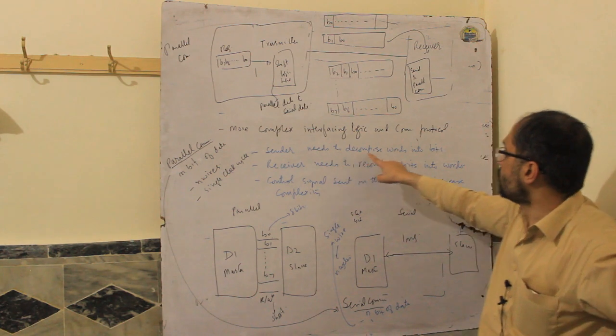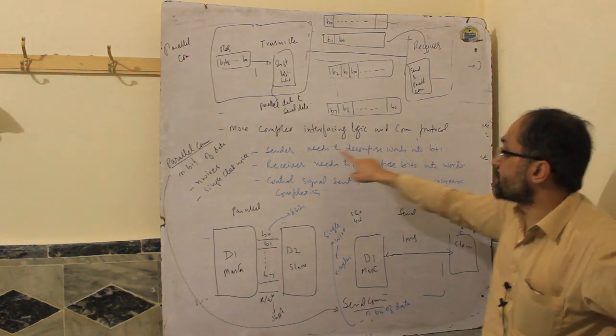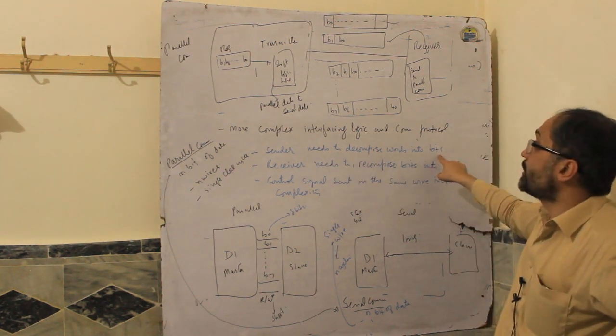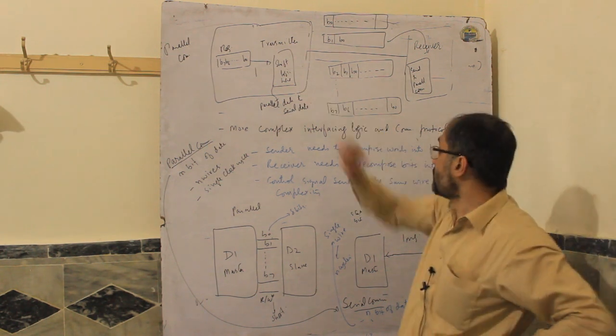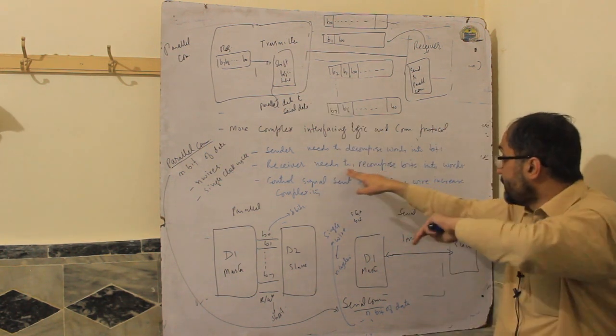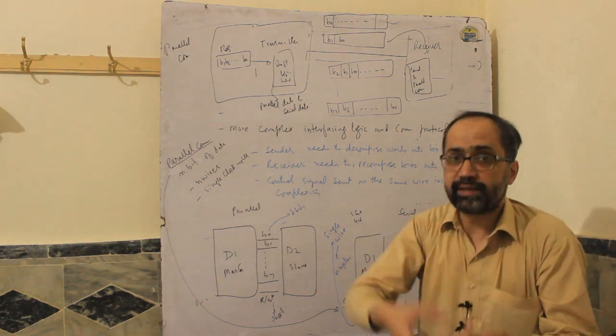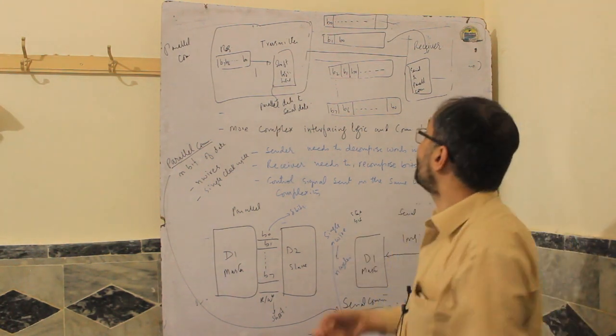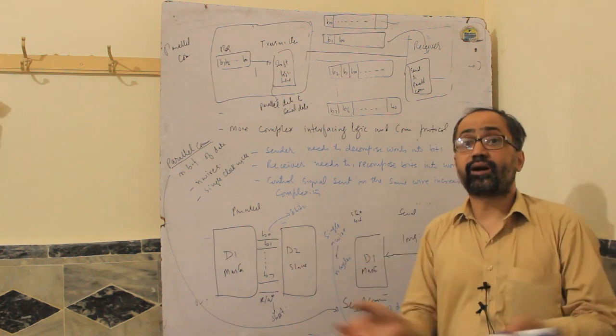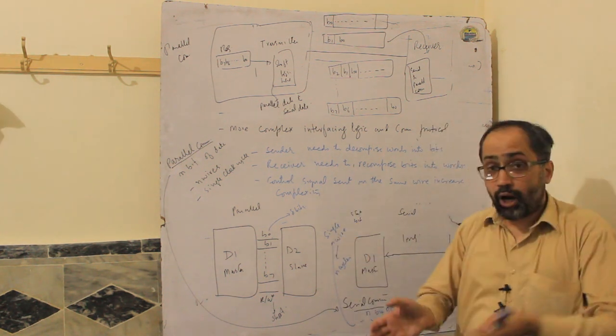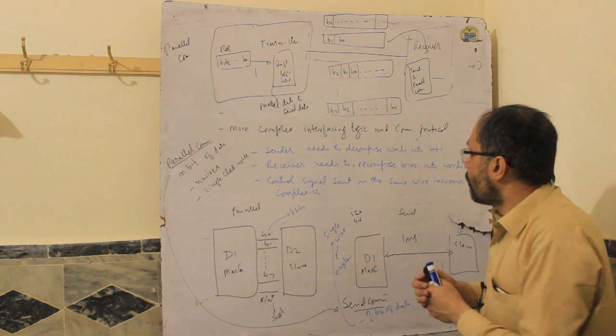So the sender needs to decompose the words into bits using a shift logic, and the receiver needs to recompose those bits into words. It will receive the first bit, then the second bit, then the third bit, then the fourth bit, and the last bit. When all of these bits are accumulated, you have to recompose the bits into words.